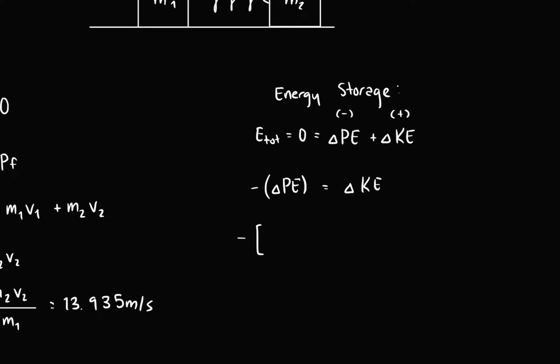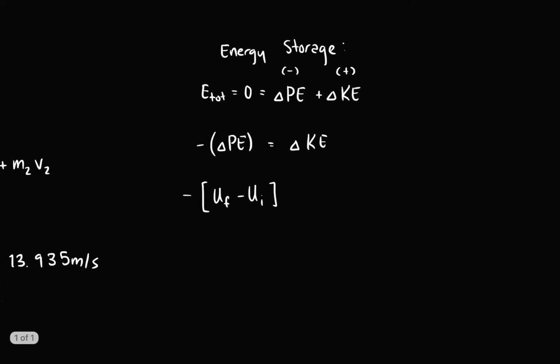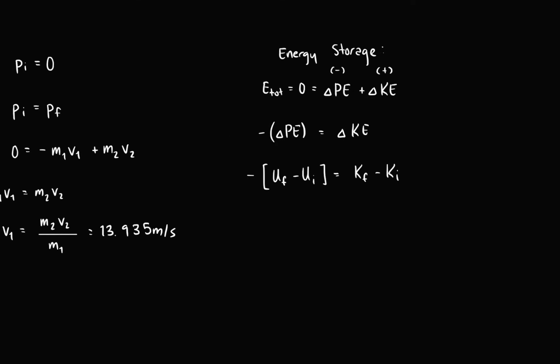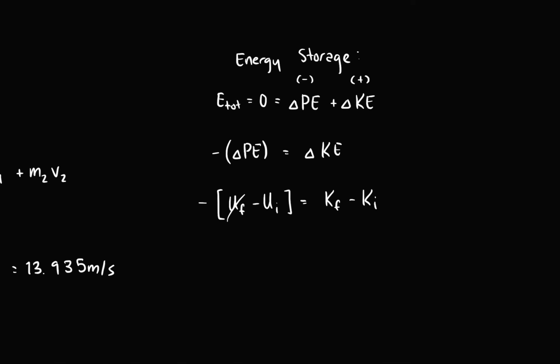We can now break it into final and initial. So the final potential energy minus the initial potential energy is equal to change in potential energy. For kinetic, same thing, Kf minus Ki. We note that the final potential energy will be 0 because the spring is completely decompressed. There is no potential energy in the spring. And we note that the initial kinetic energy is 0. The system starts at rest.